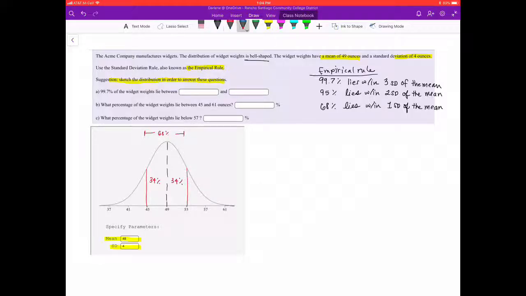2 standard deviations from the mean is 95%, which gives us the widget ounces of 41 and 57. And if I find that little tiny percentage from the 34% to the 95%, I would get 13.5%.